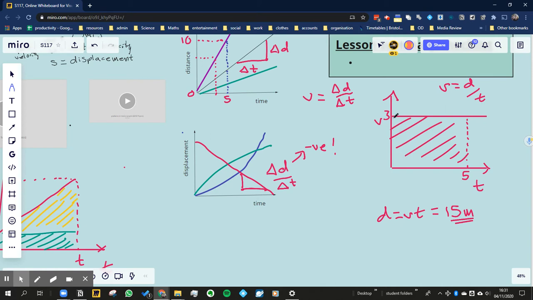But first of all, if the velocity was constant over a period of time, let's say a constant 3 meters per second, and it went for 5 seconds, then the distance, or the displacement, would be velocity times the time, which would be 15 meters. So what I'm suggesting is that this is the case whatever the situation, whether it's constant velocity or not.